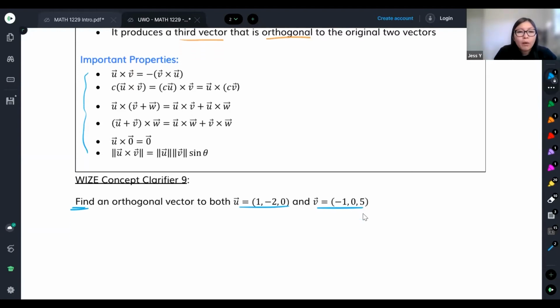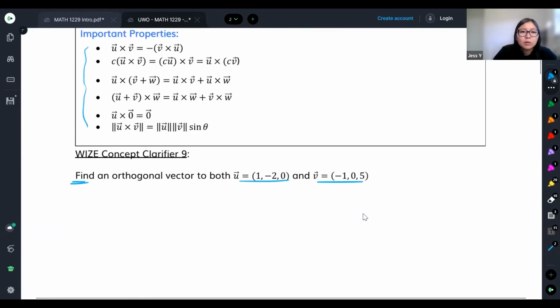But I'm going to show you how I find cross products. I use something called the shoelace method. So you take the first vector, u, and you write it out twice. So (1, -2, 0), (1, -2, 0).